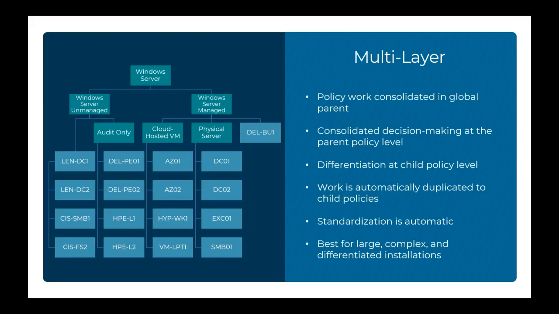I'm turning some things on at the parent level and then turning a lot of things on at the child level. And that way, each child policy I add under Windows Server Managed, let's say I add a physical exchange server, or break out a policy for physical domain controllers, I'm getting a lot of efficiency by having stuff turned on at the parent level, the Windows Server Managed level, while still having that differentiation at the child policy level. Again, we still have the benefits of the last one where work is automatically duplicated to child policies. There is global standardization because you're doing all the core work at the root level. And it is best for large, complex, differentiated installations.